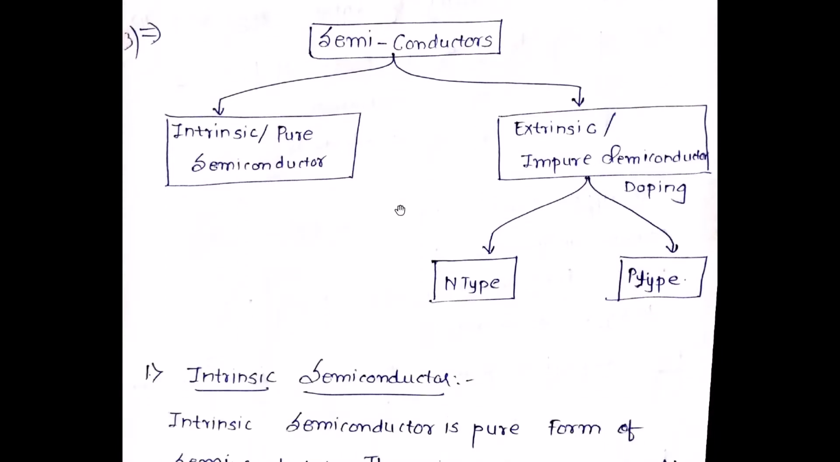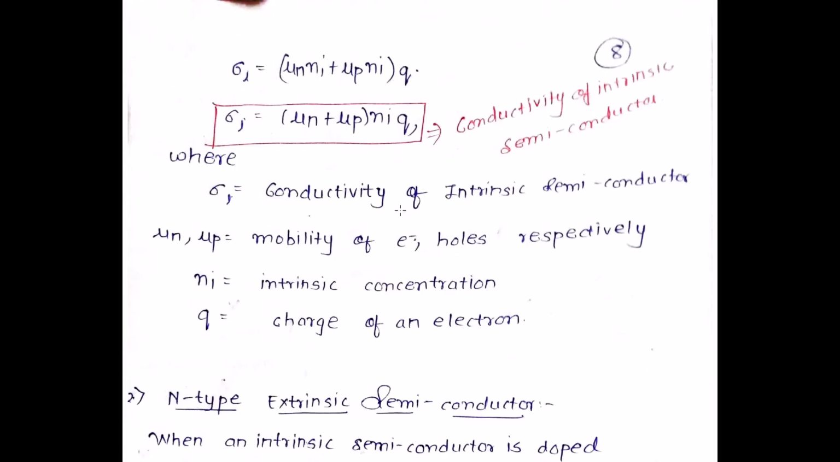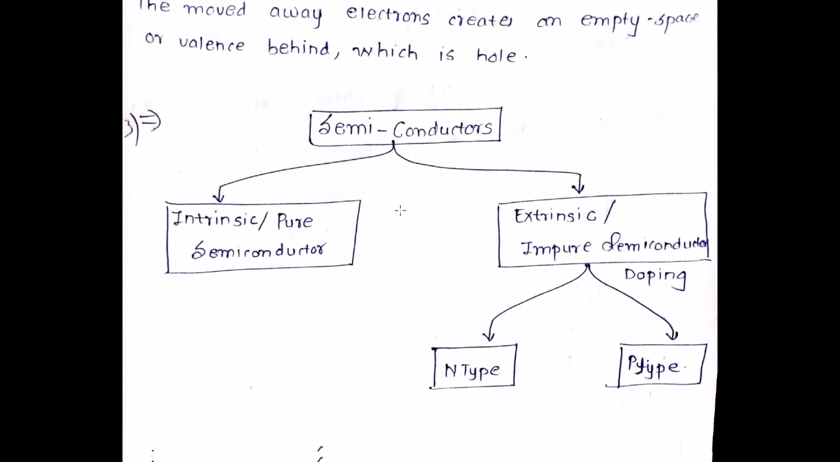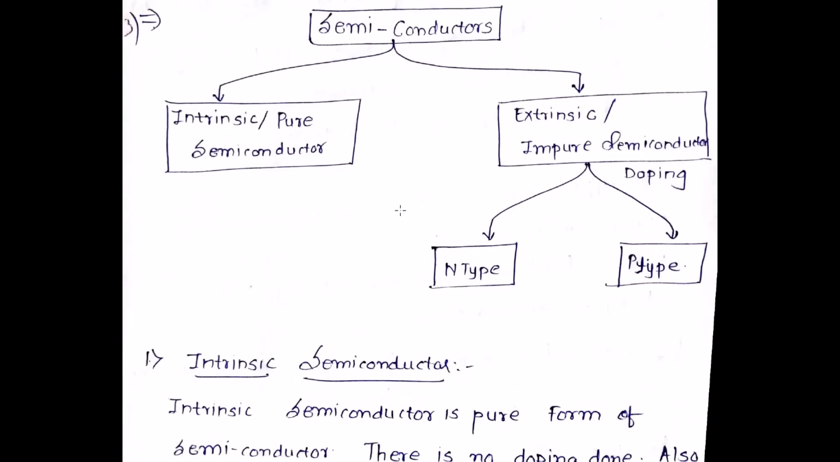Today we'll be talking about semiconductors, the different types of semiconductors, the equations related to them, and the energy band diagram for the same. How does doping in a particular semiconductor make changes in the energy band diagram? So let's begin. Semiconductors can basically be divided into two types. One is the intrinsic semiconductor, the other one is the extrinsic semiconductor.